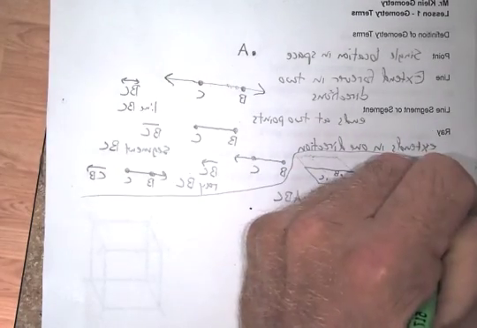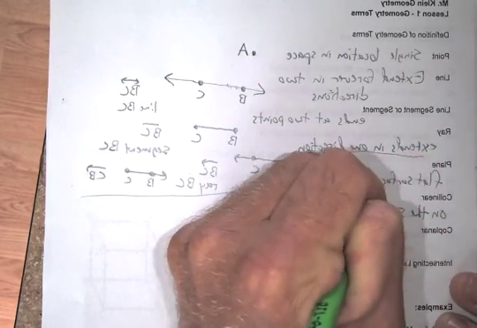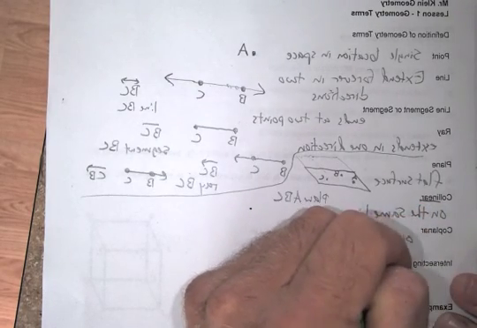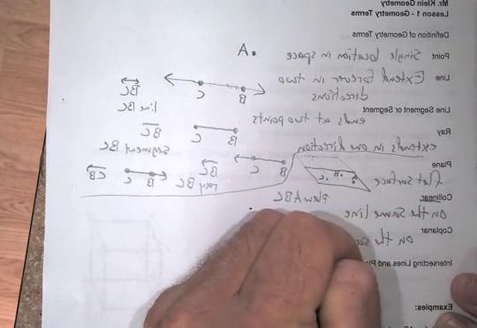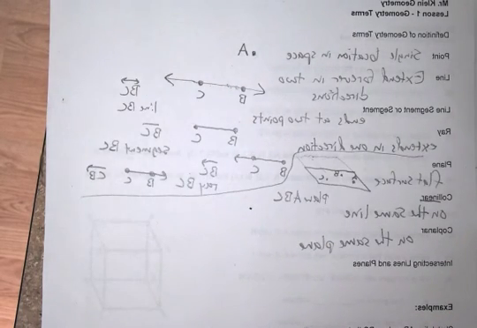Collinear, on the same line, right? Linear is in the word. Coplanar, on the same plane. Okay, we'll get to those here down here at the bottom.